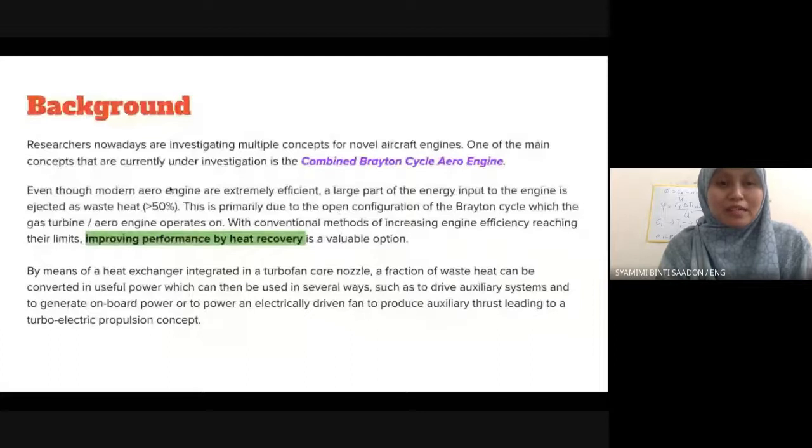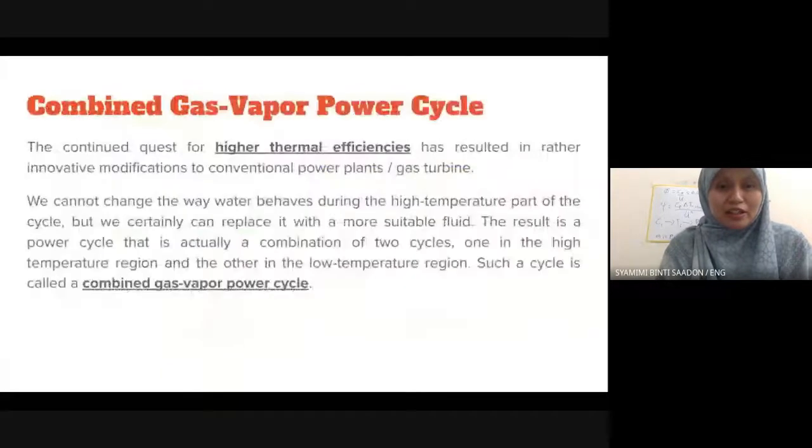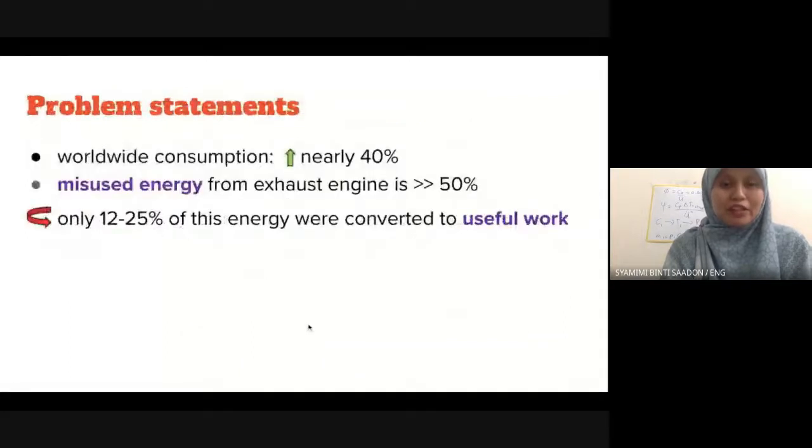One of the main concepts that are currently under investigation is the combined Brayton cycle aero engine. It means that we combine the Brayton cycle engine with another cycle. These are some of the problems to improve performance by heat recovery. Read this one. The advantage of the combined gas vapor power cycles is that you can have a higher thermal efficiency and produce higher power. This, for example, is some of the problem statements.